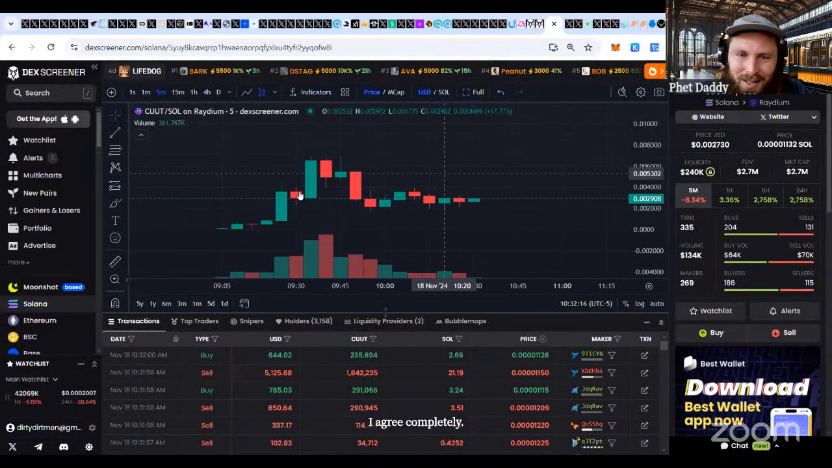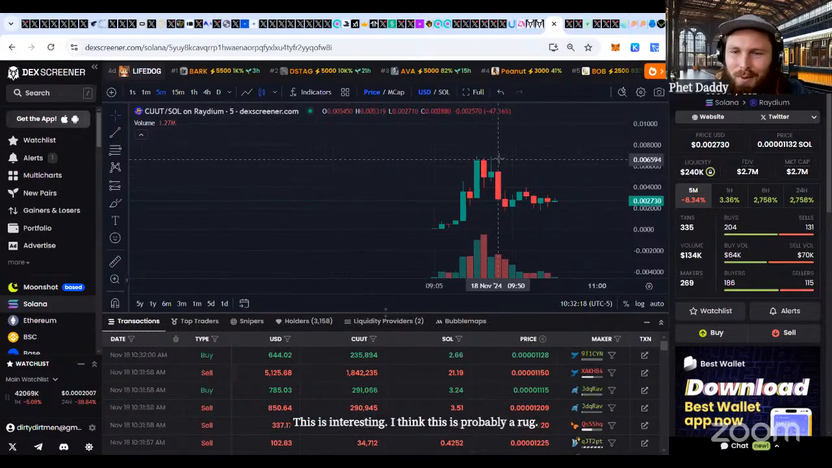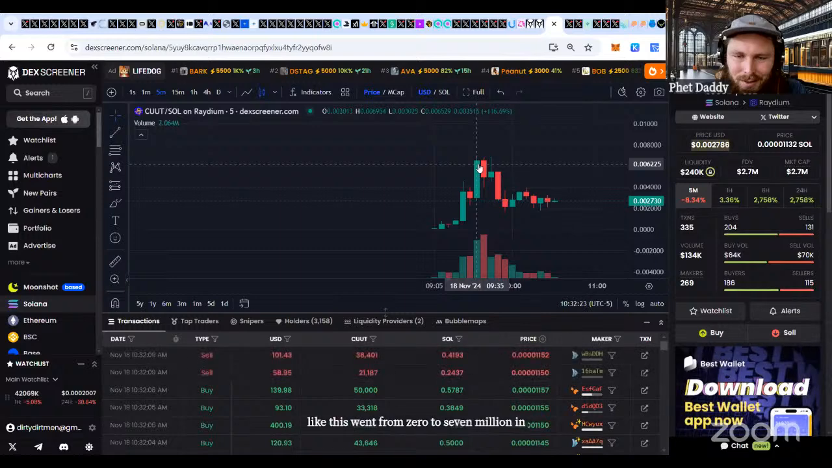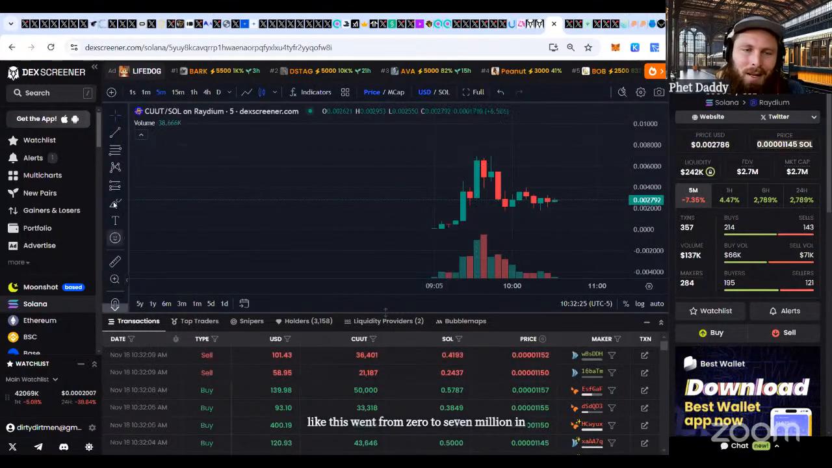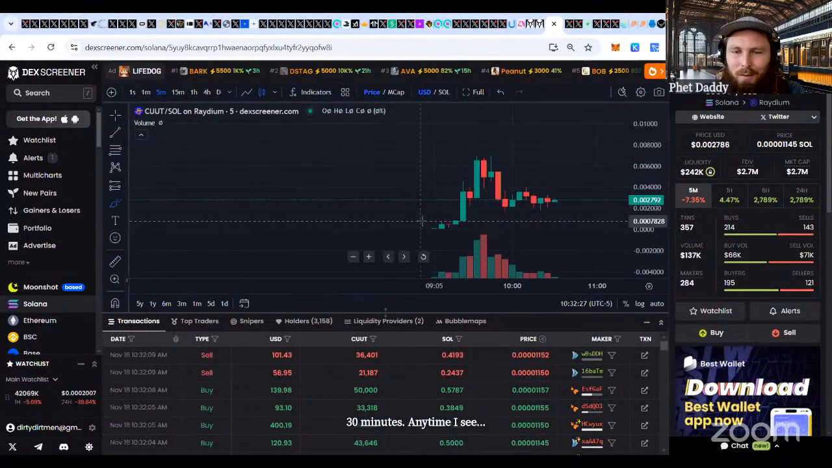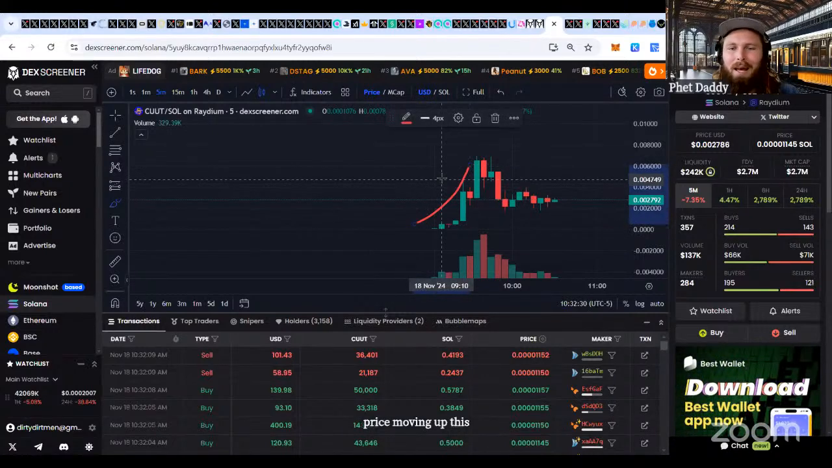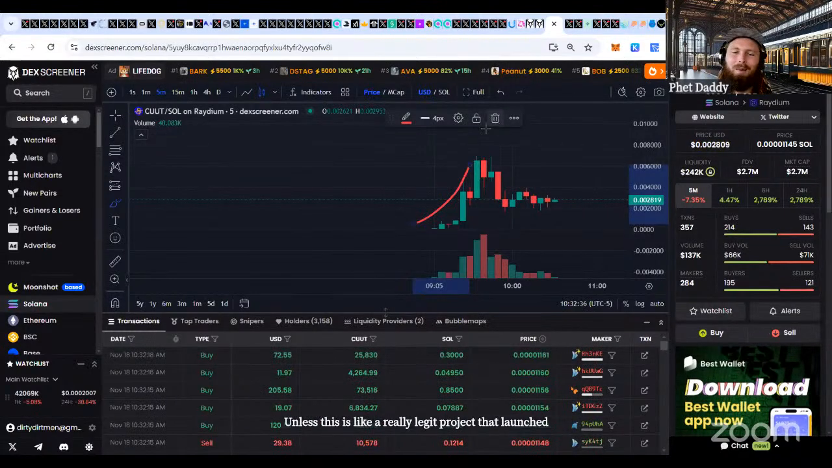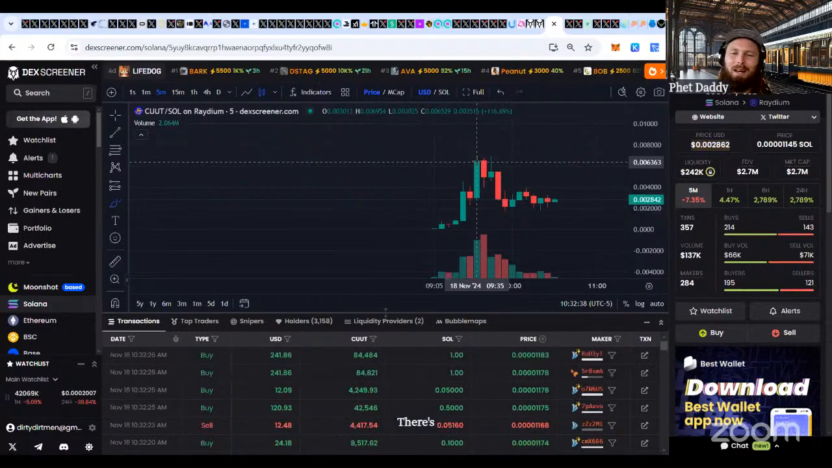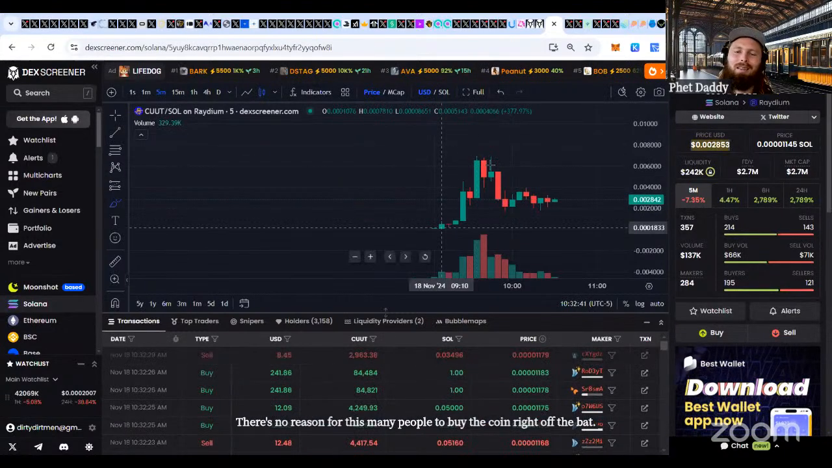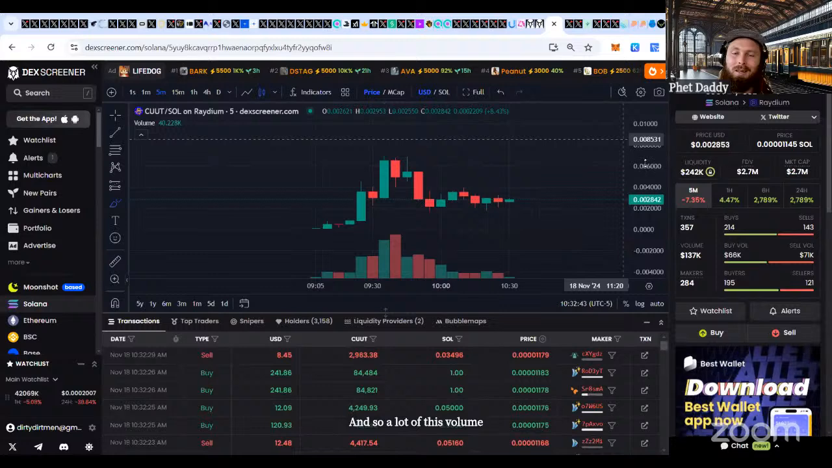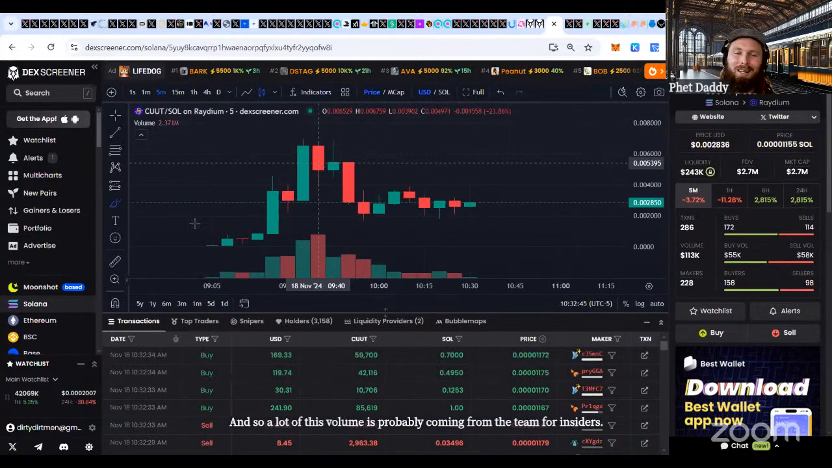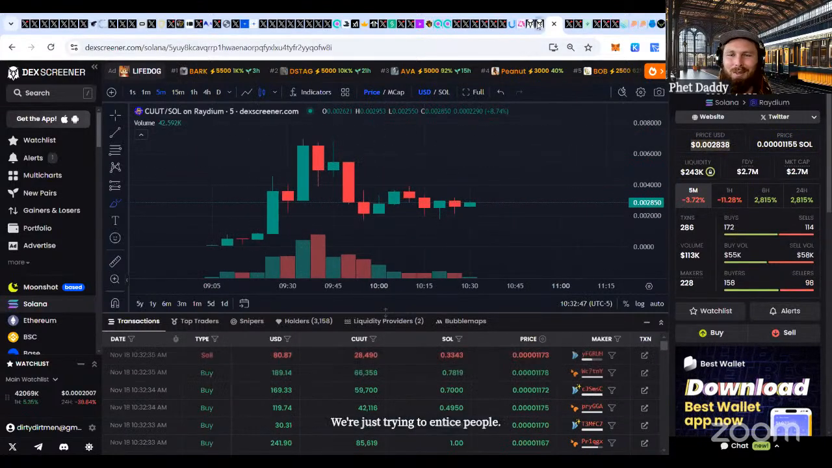This is interesting. I think this is probably a rug. This went from 0 to 7 million in 30 minutes. Anytime I see price moving up this aggressively right off the bat, it makes me think it's a rug. Unless this is a really legit project that launched with a bunch of pre-existing hype, there's no reason for this many people to buy the coin right off the bat. So a lot of this volume is probably coming from the team or insiders who are just trying to entice people into the coin.